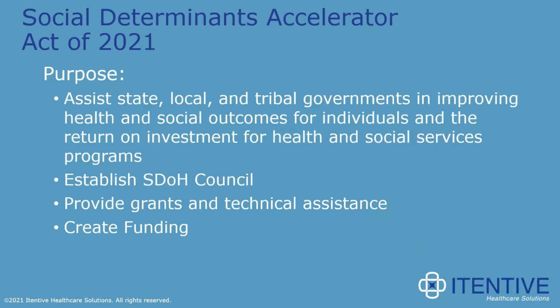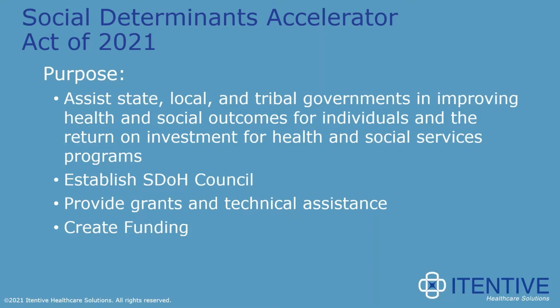The second bill introduced this year is the Social Determinants Accelerator Act of 2021. This was introduced to the House in April of this year. Now, the last action was actually in July. After amendments were done by the subcommittee, they were sent back to the full Energy and Commerce Committee within the House. So this bill seems a little bit farther along. Now, the purpose of this bill is to really assist state and local and tribal governments in improving health and social outcomes.